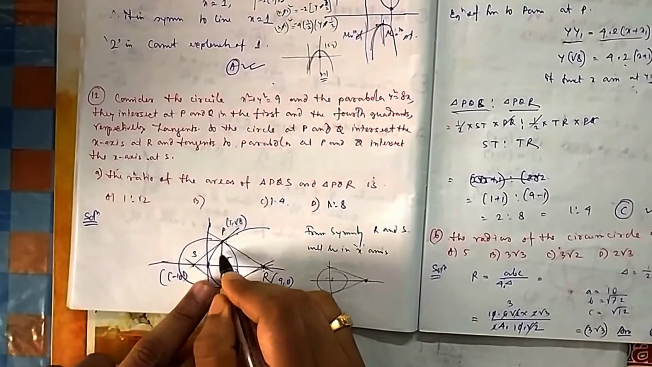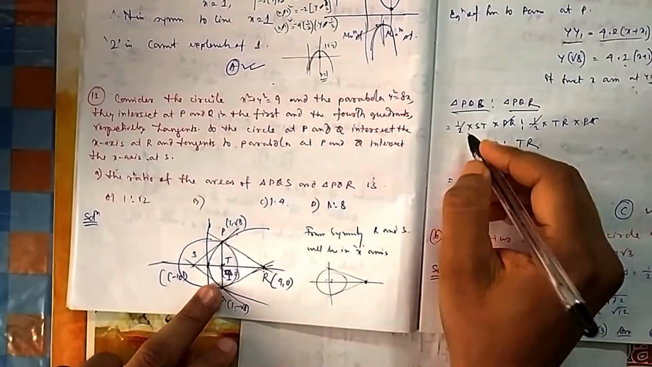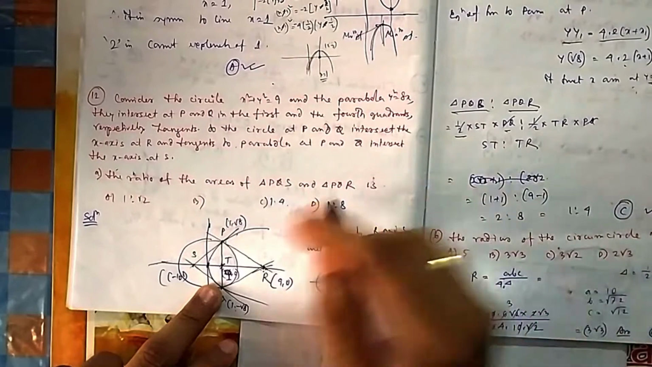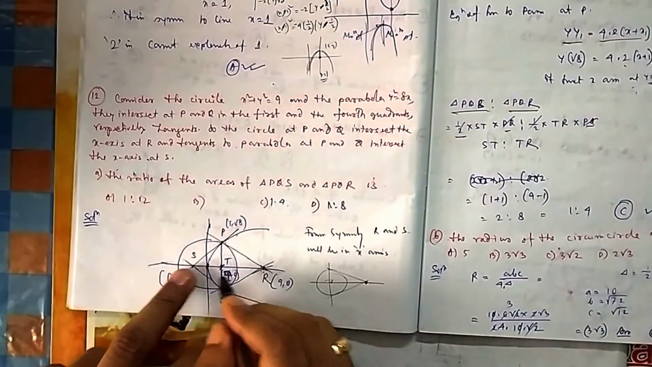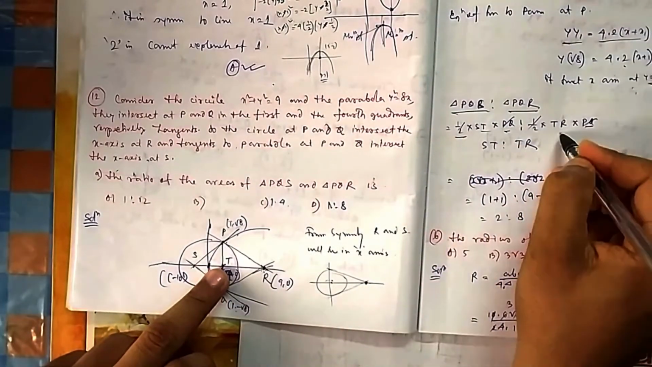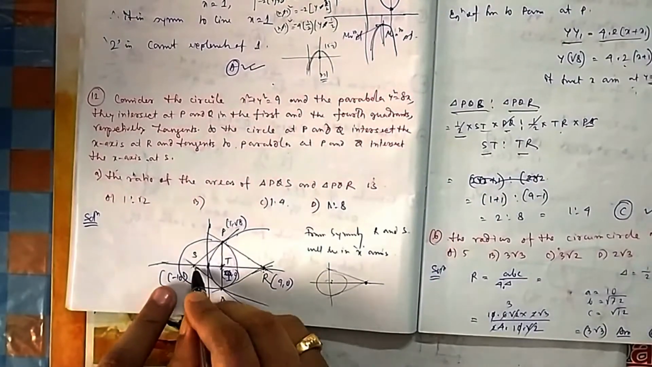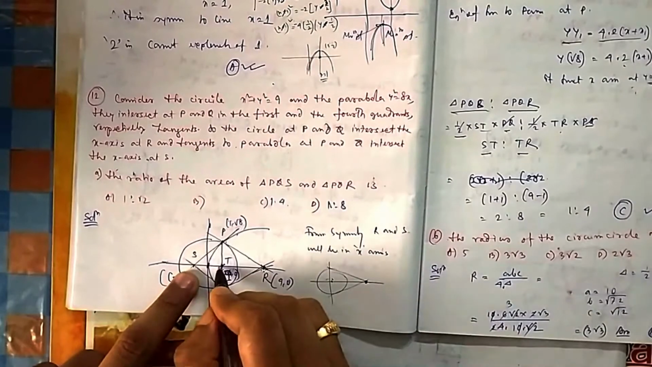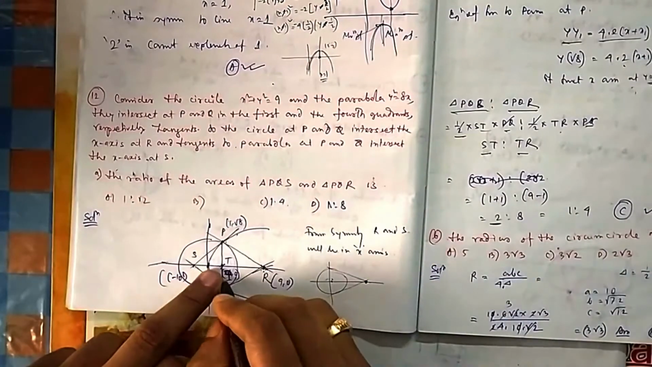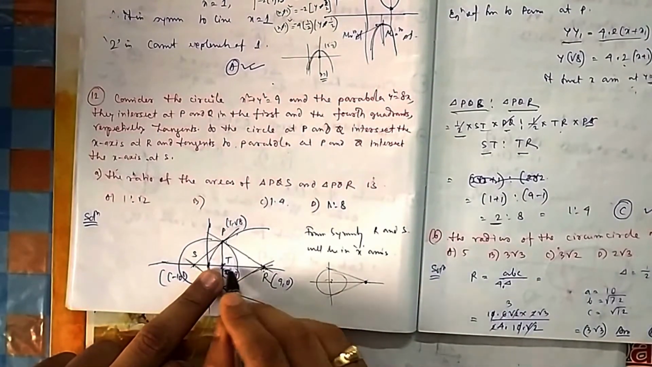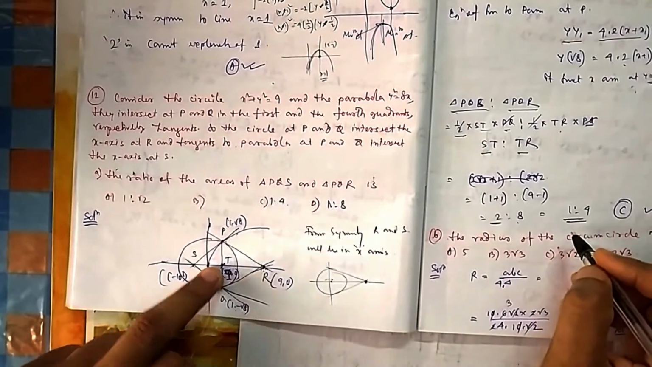What will be this base? Let us take this as the base. So half into this base. The base is both sides PQ, and the height is here ST, here the height is TR. So it is nothing but the ratio of ST and TR. So you know this is 1, 0, this S you are getting is minus 1, 0, so ST will be equal to 2. And this is 1, 0, this point is 9, 0, so this distance will be 8, so it is 1:4. That is your option C.